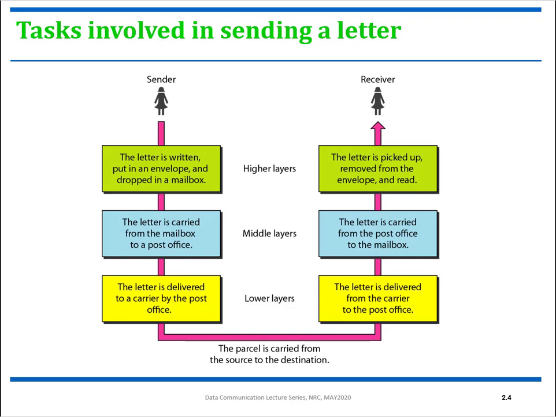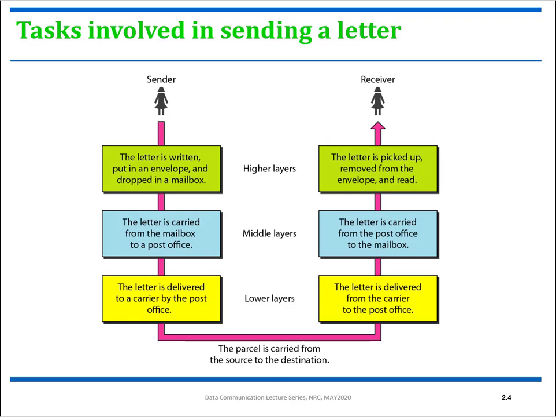But from the receiver side, what will happen? First, the letter is delivered from the carrier to the post office, and then the letter is carried from the post office to the mailbox of the individual receiver. Then the letter is picked up, the envelope is removed, and it is read. This is the layered task between the sender and receiver when they want to send a letter.